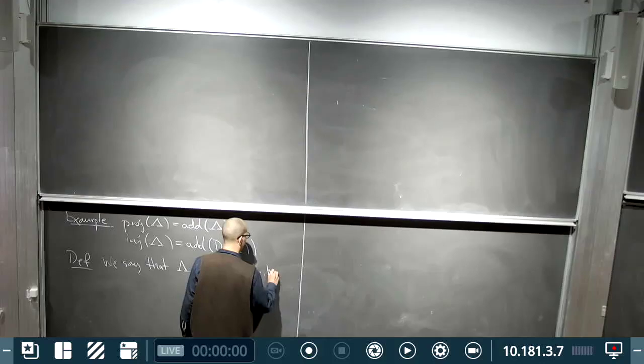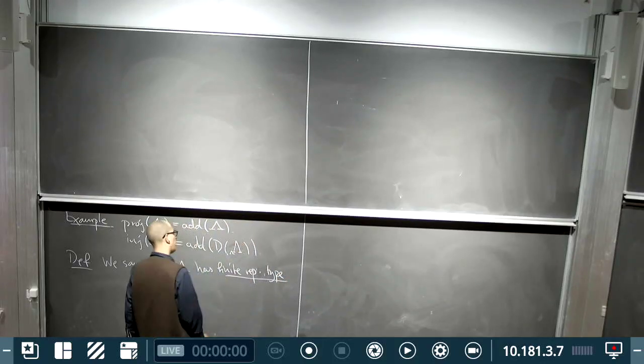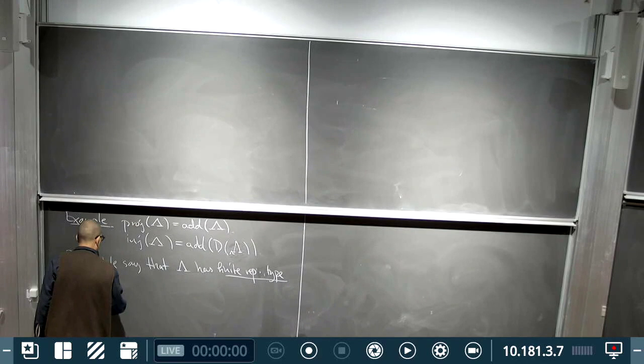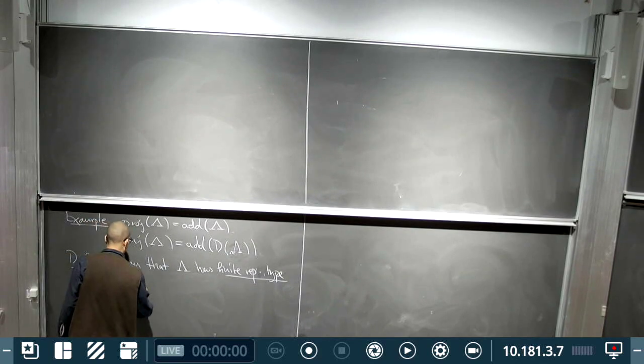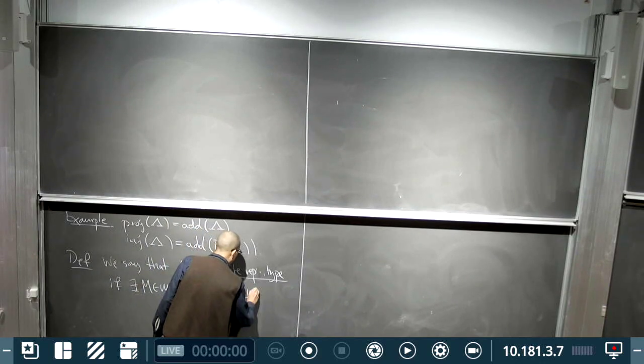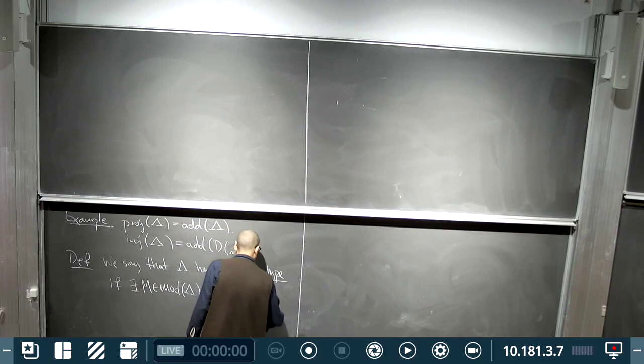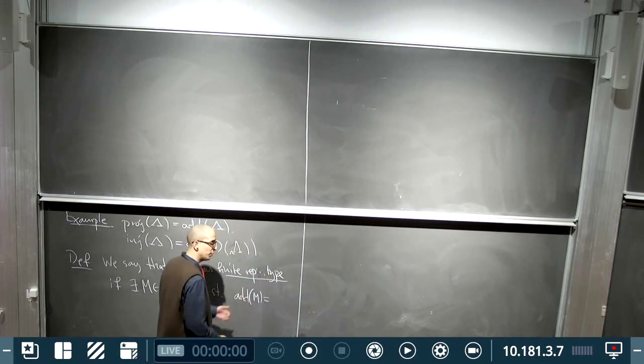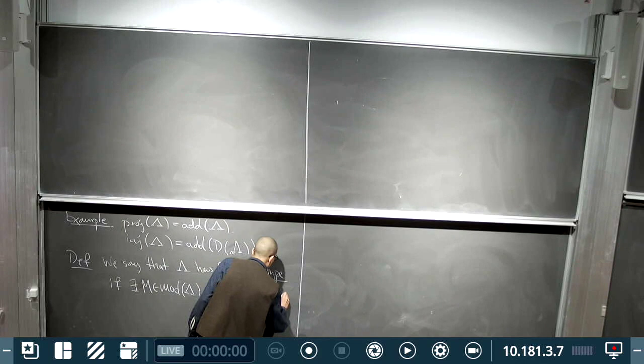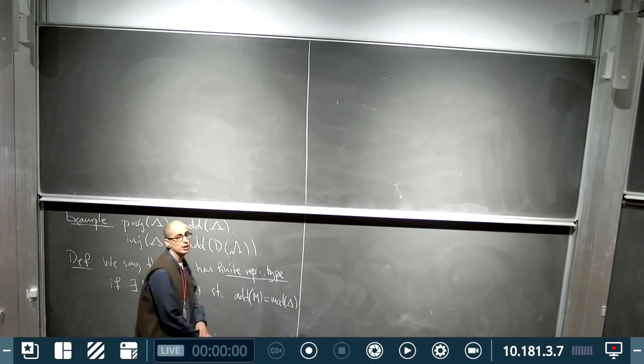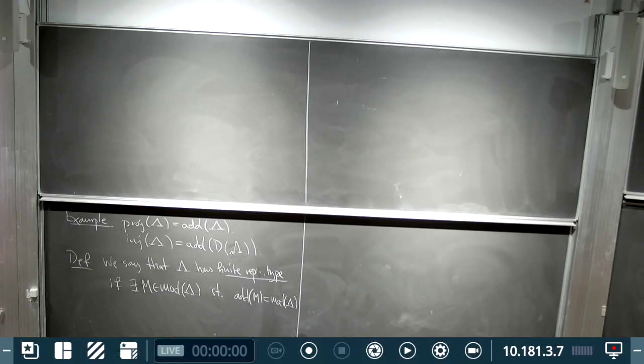Representation. So we say that lambda has finite representation type if there exists a finite dimensional lambda module M such that the additive closure of M in mod lambda is in fact the whole category of finite dimensional lambda modules.